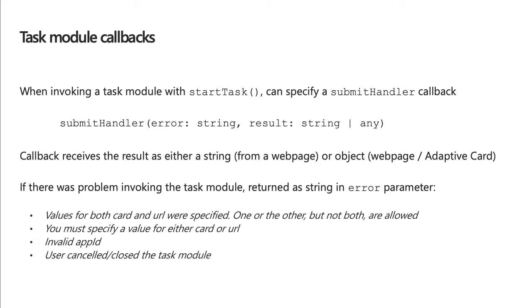You didn't specify either a URL or a card property. Again, at least one of them is required. Exactly one of them is required. Invalid app ID means that the app ID you passed along is not valid. Or user canceled or closed the task module means that the user just closed the task module without completing it or submitting it.